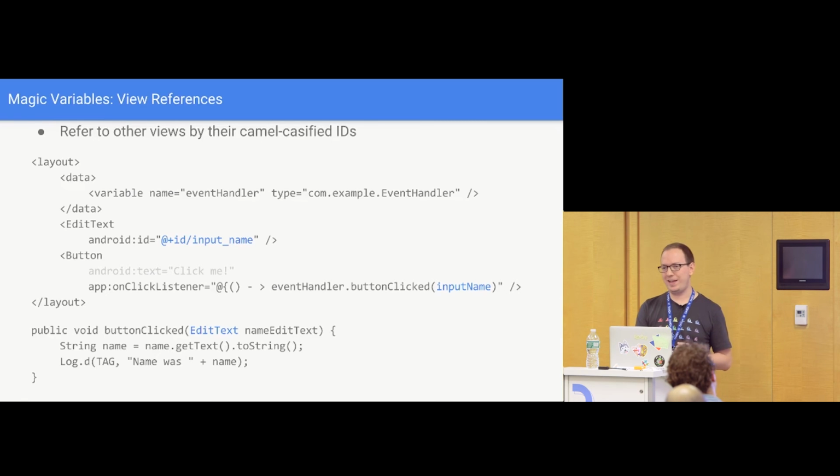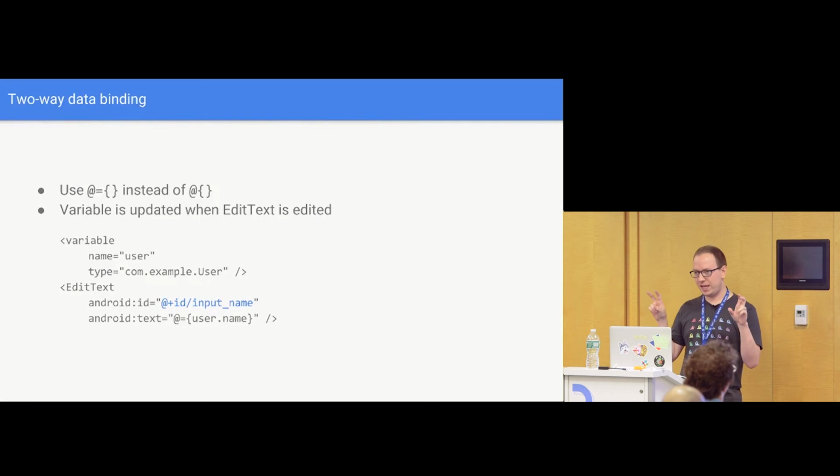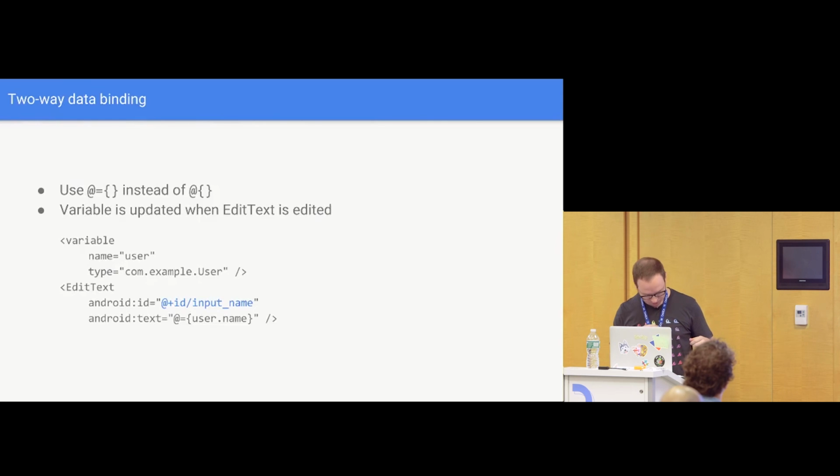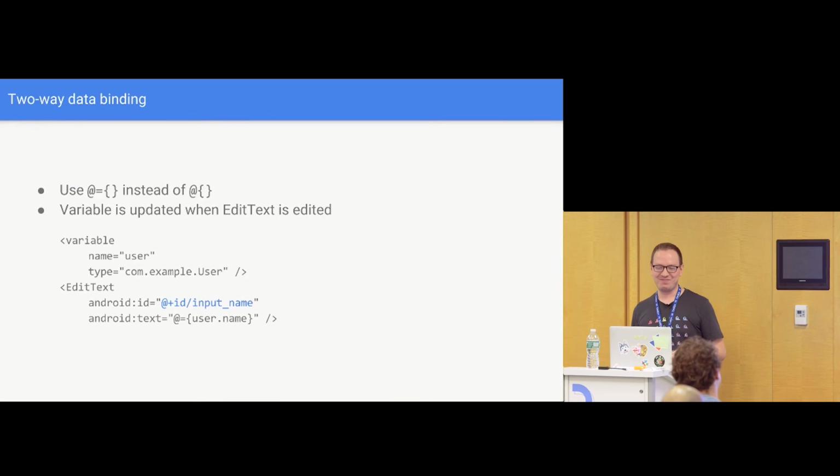Cool. So next, two-way data binding, another fun topic for me. Again, not really covered in the documentation. But if you use the equal sign in your binding mustache, which is the little thing here, then basically you indicate that you want to use two-way data binding.